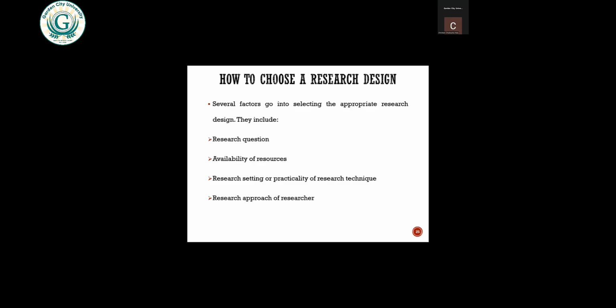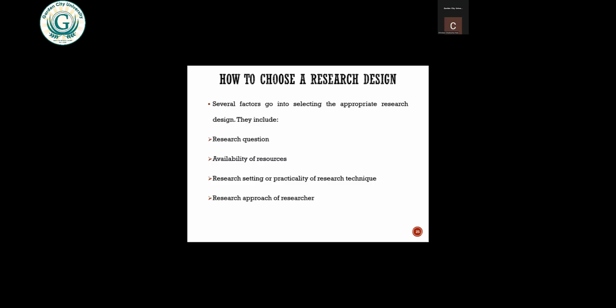Also, availability of resources. If you don't have money, it will be difficult for you to do a quantitative study. Why? Because in a quantitative study, you'll be dealing with a large number of people. So you have to know how to manage them. Managing them means that if you are printing questionnaires and you are going to be using 200 people, that is money in the printing of the questionnaire.